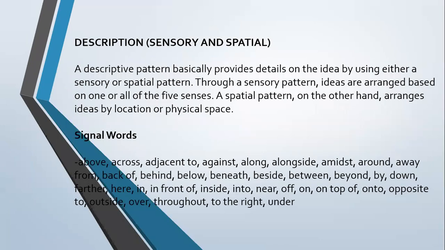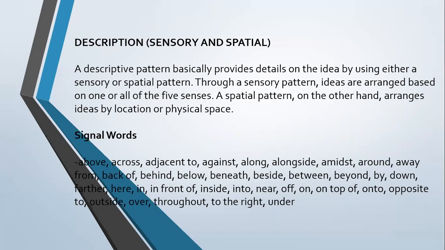Next is description, sensory and spatial. A descriptive pattern basically provides details on the idea by using either a sensory or spatial pattern. Through a sensory pattern, ideas are arranged based on one or all of the five senses. Spatial pattern, on the other hand, arranges ideas by location or physical space. Say description, you're going to describe the topic that you want to discuss in the text. So it could be sensory or spatial.